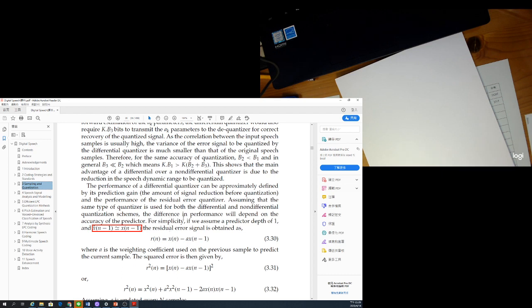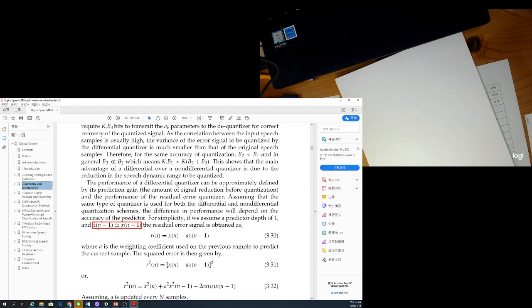So they try to simplify. We are not using P, a previous P signal. We just consider the previous signal to do the prediction. And also we assume the quantized signal could be close to the original signal. We try to find the residual signal, so we assume this to make it easy.